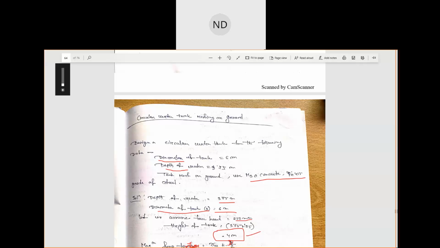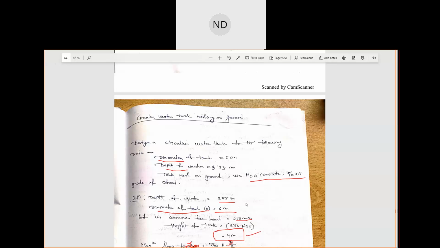The diameter of the tank is 6 meter. Depth of the water is 3.75 meter. Then we have the tank rests on the ground, using M30 grade of concrete and Fe415 grade of steel. See here in the question solution you can see that we have what?